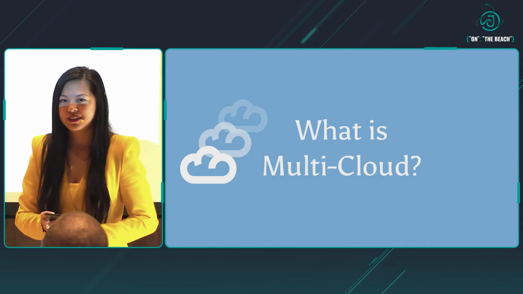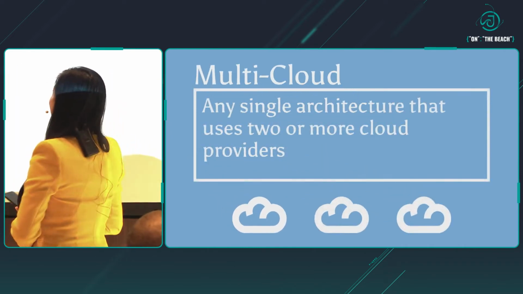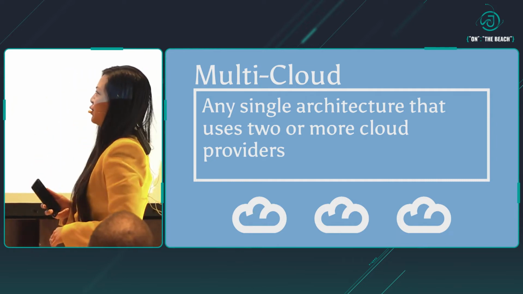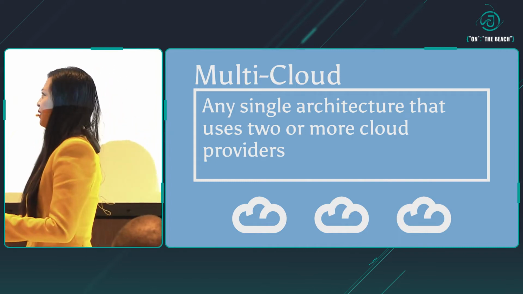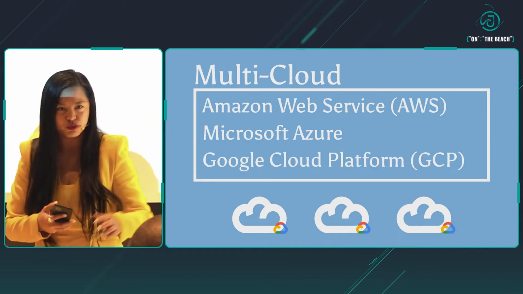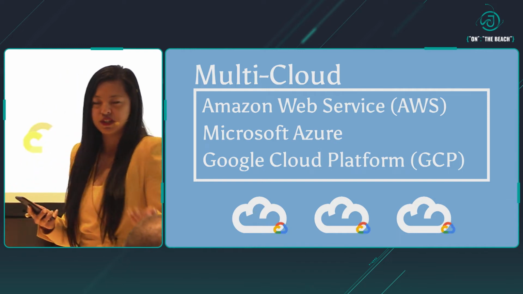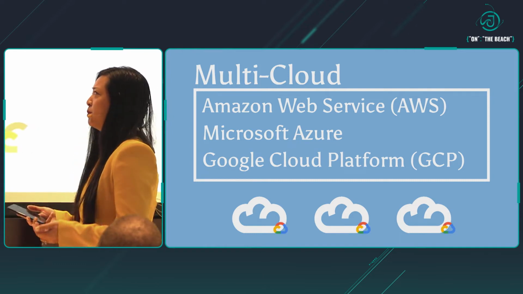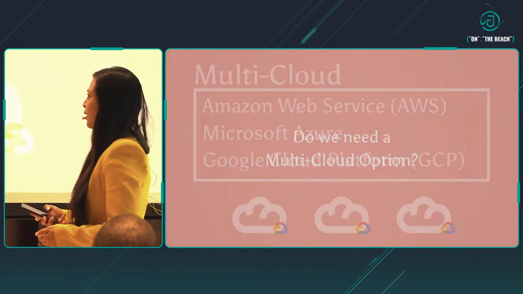So what is multi-cloud? Multi-cloud, at the simplest form, is any single architecture that uses two or more cloud providers. And in the context of this presentation, we'll focus on the big three. So that's AWS, Microsoft Azure, and GCP. There's Alibaba Cloud and other clouds that are up and coming. But for the purposes of this talk and how it is structured, we'll focus on the big three.